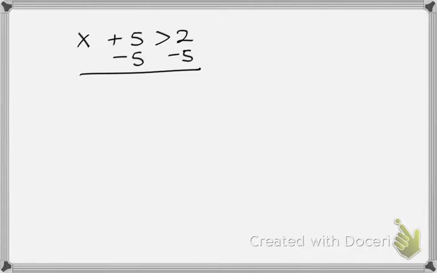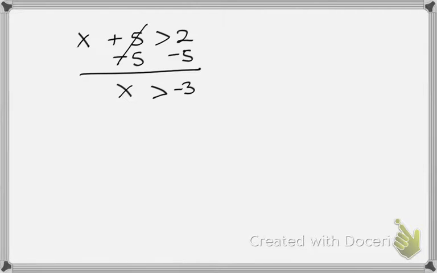So if you had an inequality that looks like this, what would we need to do to solve it? One more time, Karen. Subtract by 5 on both sides. And right here, we're actually using the addition property of equality because we're adding negative 5 to both sides. I'm left with x is greater than negative 3. And then we graph it.